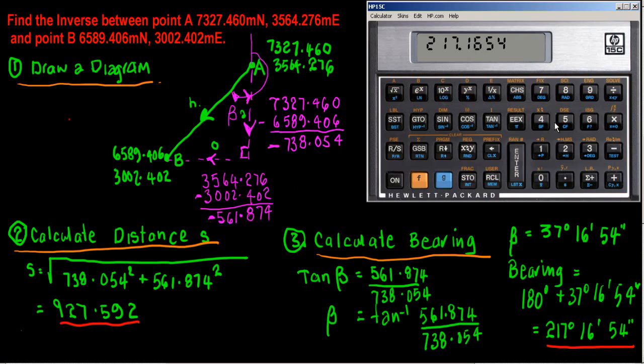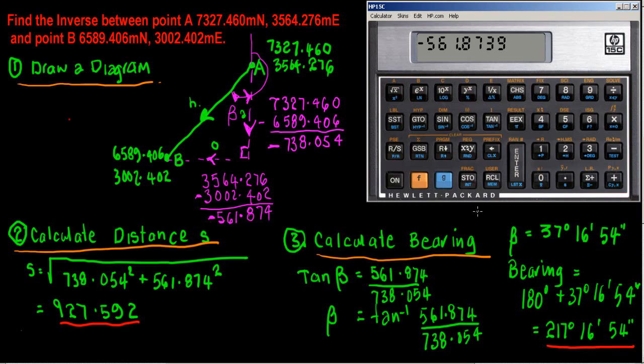And if we really wanted to just check it out to make sure we've got things fairly right, we could just do the reverse: 217.1654 to hours, enter, 927.592 to rectangular, and there we get our 738.054 north and 561.874 east.